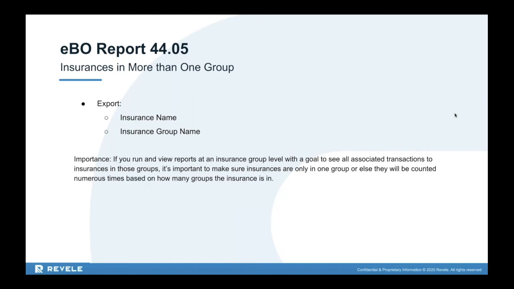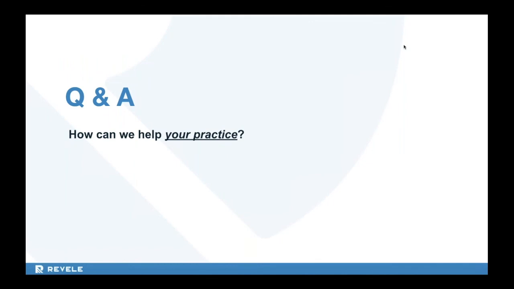So let's say you have a $100 charge for a UHC insurance, and that UHC insurance is tied to a group called UHC and a group called commercial. Then that charge is going to show as $200. One time is $100 in the UHC group, and one time is $100 in the commercial group. So these 2 reports are really important to look at if you're running things by the insurance group. So that is what I have for today as far as some basic and intermediate eBO reporting.